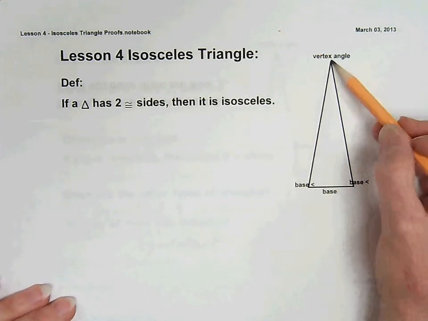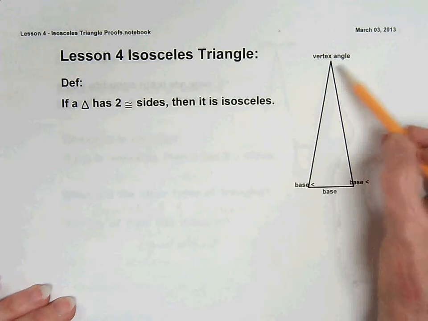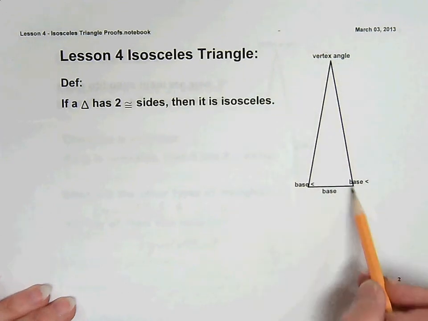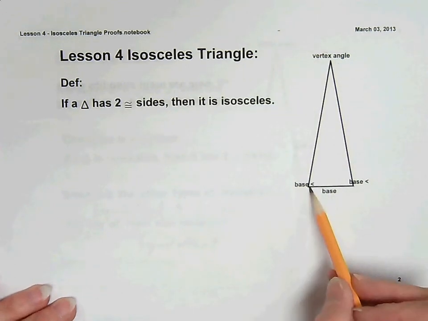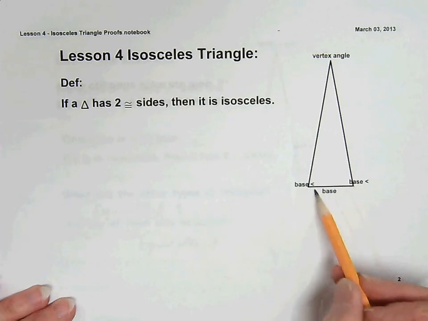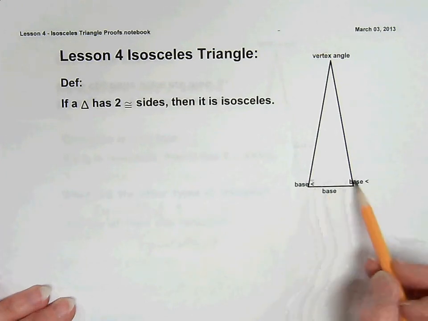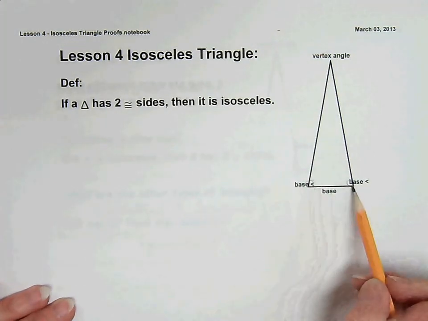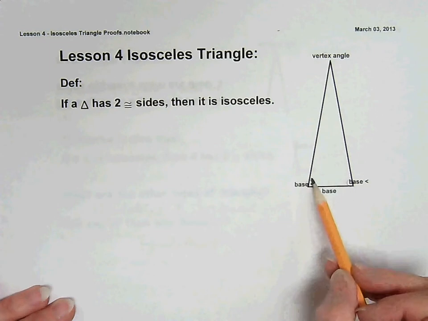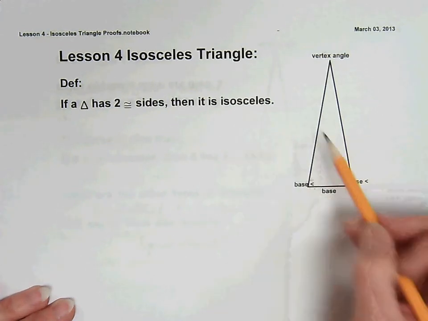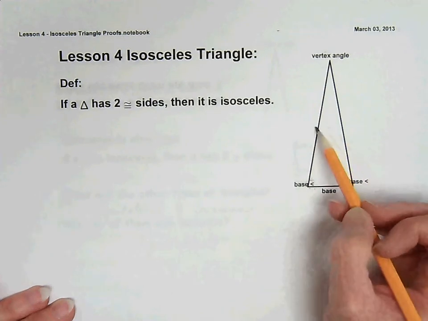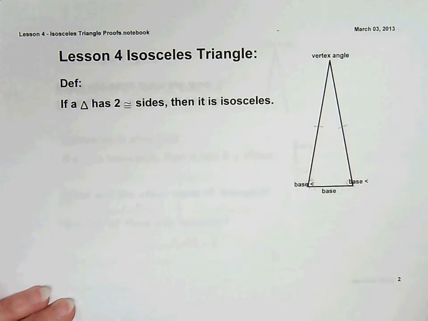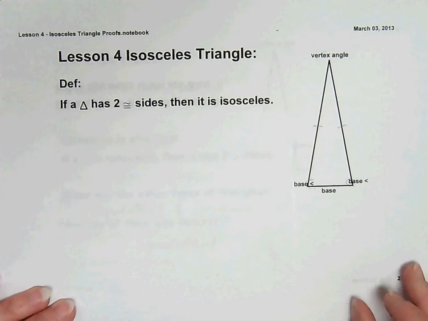This is called the vertex angle, and the side that is not congruent to another side is called the base. And the angles that are on each side of the base are called our base angles. So the base is the included side of our base angles. Remember that? Okay, so if this is our base, then that means that this side is congruent to that side. This is an isosceles triangle.